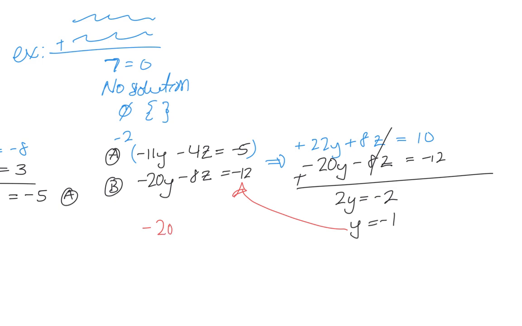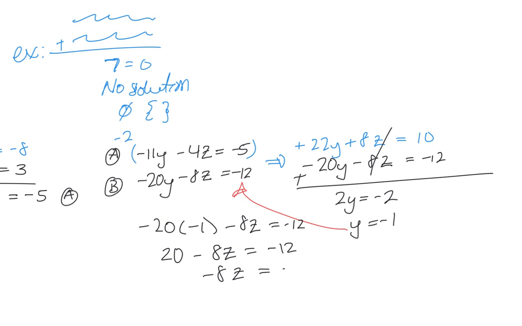So I have negative 20. Actually, let me use the same color. Negative 20 multiplied by negative 1 minus 8z is equal to negative 12. So I have positive 20 minus 8z is equal to negative 12. So negative 8z is equal to negative 32. So z is equal to 4. Okay. So now I have z and y.